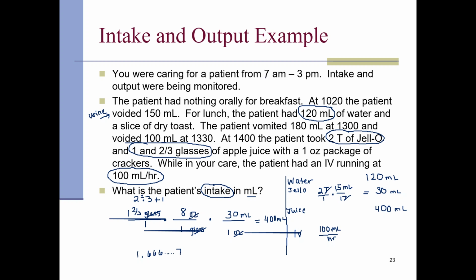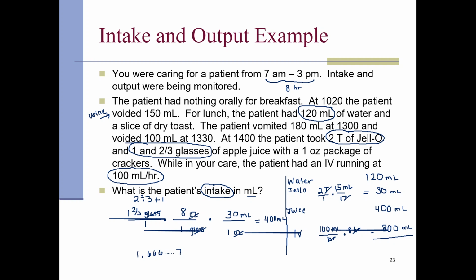When I look at my shift, I worked from 7 to 3, and so you can count them up on your fingers or do the mental math. That is an 8-hour shift. So I'm going to multiply this IV times 8 hours to cancel the hours, and that will give me that they had a total of 800 milliliters of IV fluid.